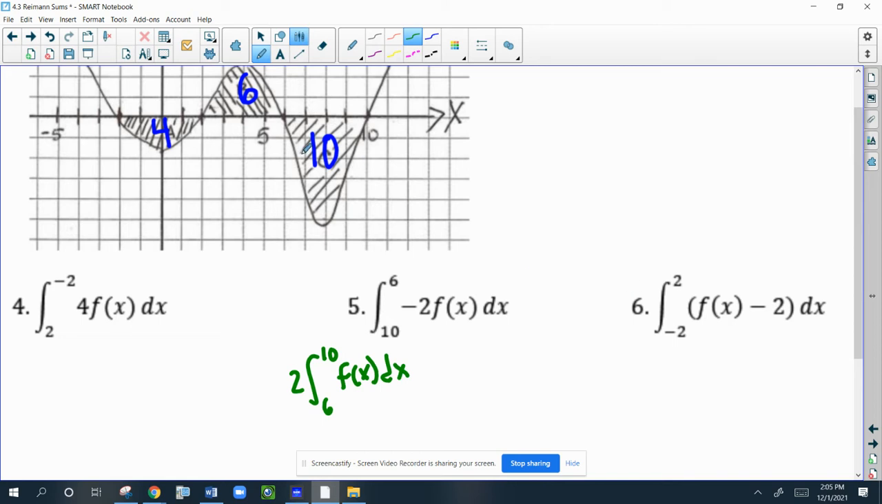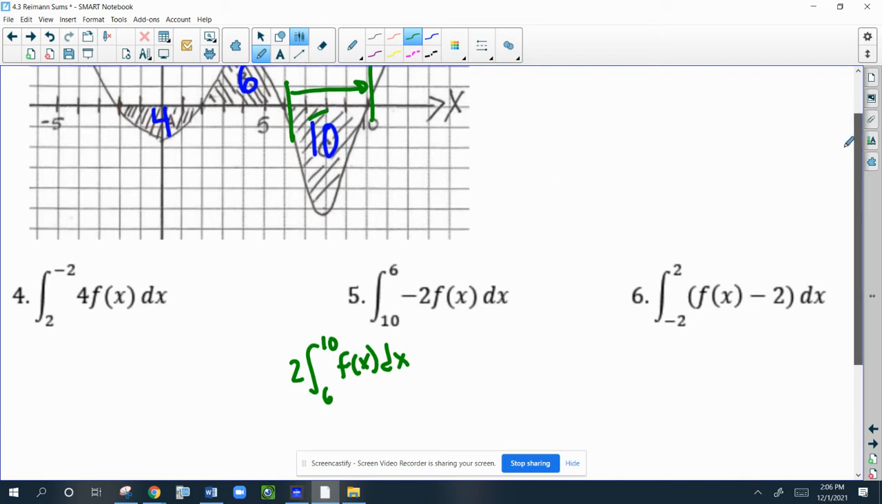And now the integral from 6 to 10, from here to here, we're going the normal way now, left to right. Since this area is below the x-axis, that would calculate it to be negative 10. So the answer here is 2 times a negative 10, which is negative 20. That was 5.